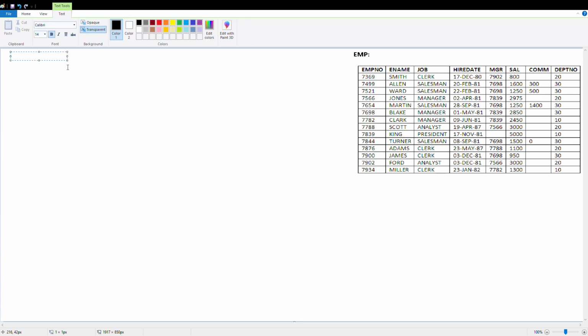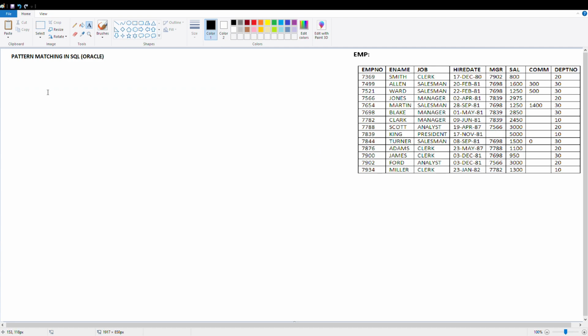The topic for today is pattern matching in SQL, preferably in Oracle. This concept is present in all the places, but I'm explaining the Oracle pattern matching. So let's understand the problem statement. When do we use this? When does this come?